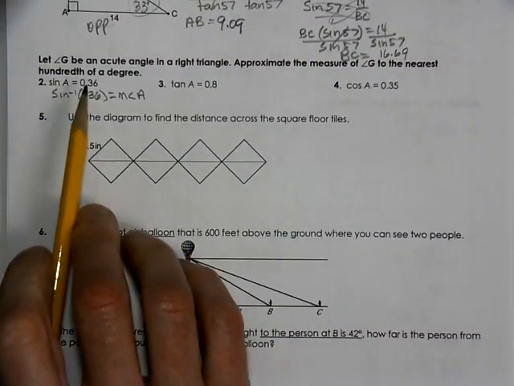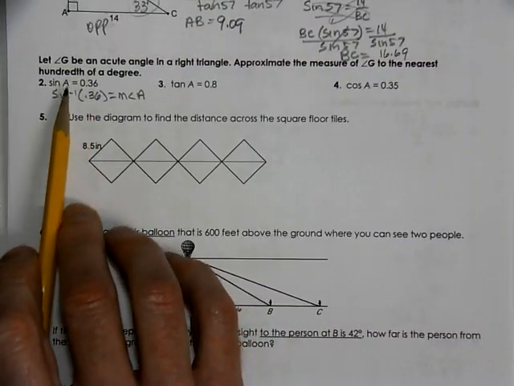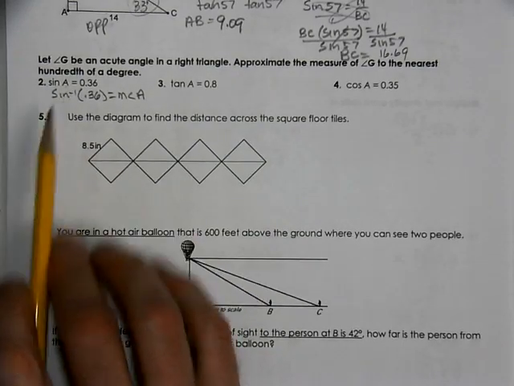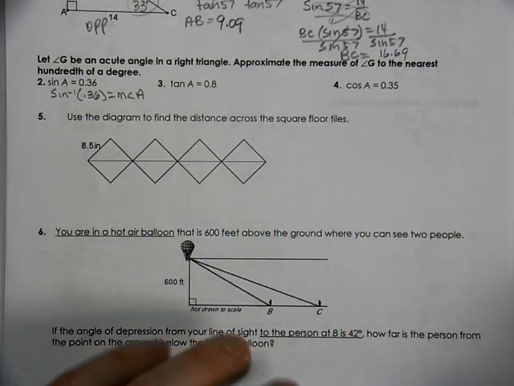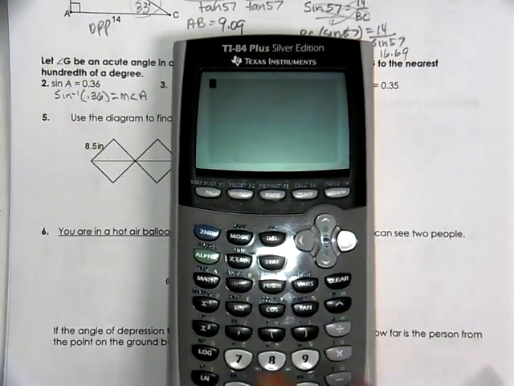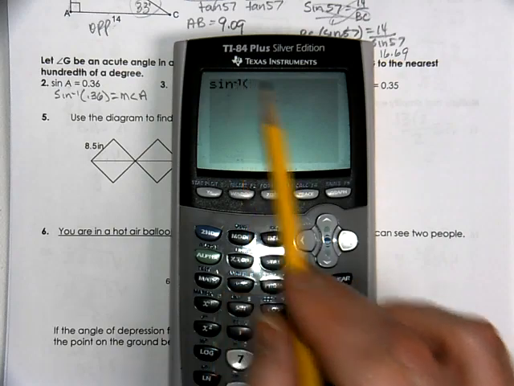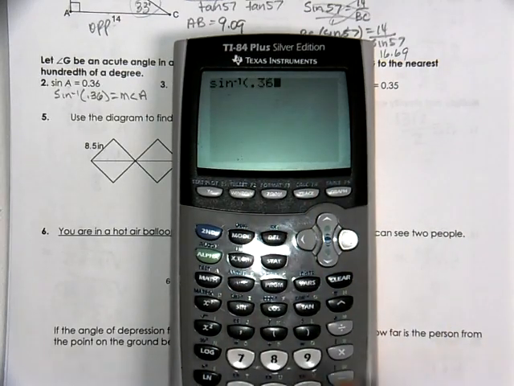So to switch the ratio and the angle, we have to use inverse. We go to our calculator, we hit second sine, so it says the -1, sine inverse of 0.36. We get 21.10.